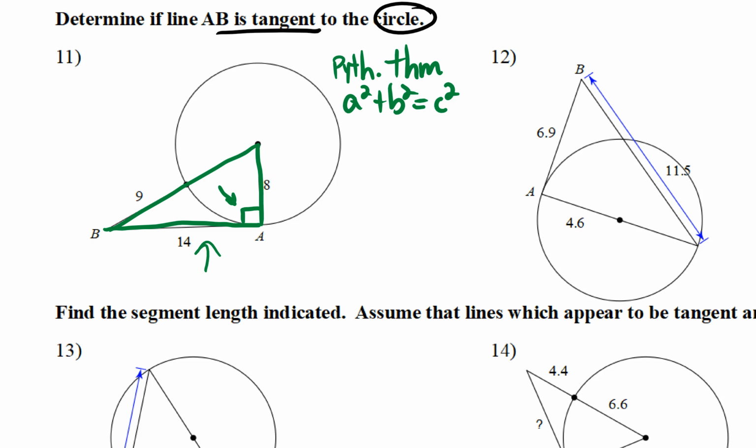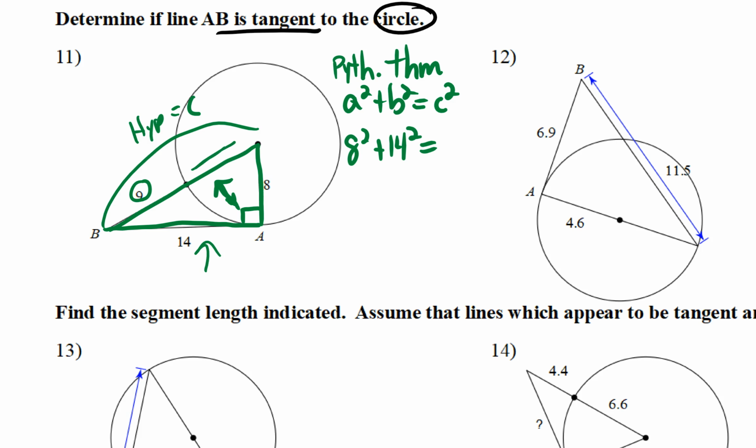So we substitute in our values. I see that 8 and 14 are my leg lengths, and this side here is my hypotenuse, so that has to be my c value. We get 8 squared plus 14 squared, and that should equal, well, to get the length of the hypotenuse, I have to take this 9, that's just this outside piece, plus this inside piece here. I know that piece is 8 because this piece is 8, and they're both radii of the circle, and the radius always has to be the same. So this whole length is going to be 17.